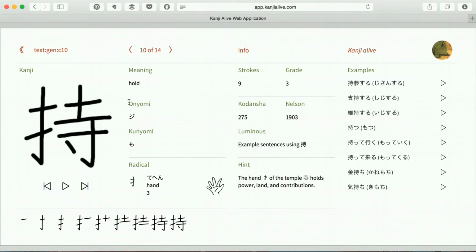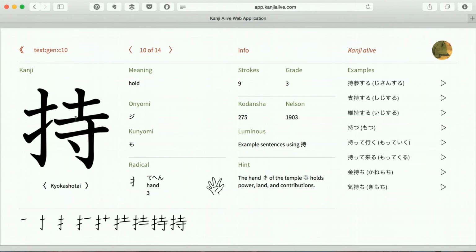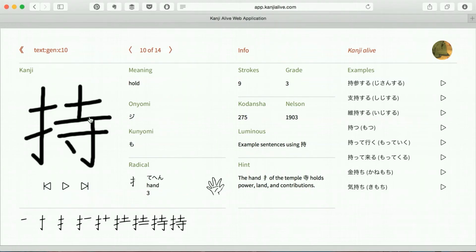Okay, notice how, remember back at uru, this was longer and this was shorter. Oh, cool. I changed the font. Notice with this one, this top one is shorter, the bottom one is longer. The hand of, and this right side by itself is the kanji for tera, otera, for temple. So the hand of the temple holds power, land, and contributions. Maybe that helps you remember the meaning.